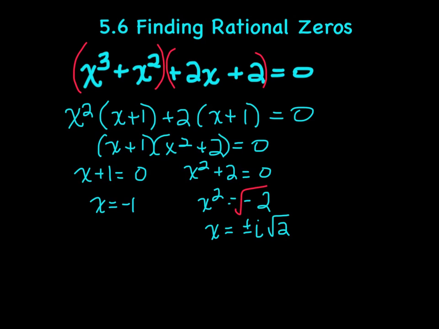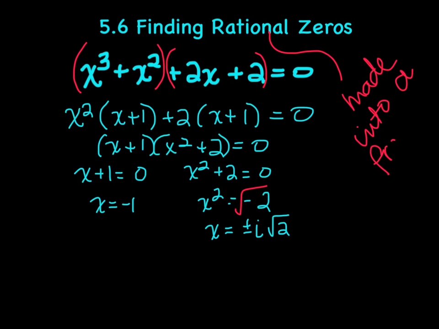So, rational, irrational, imaginary. Rational means, don't forget, can be made into a fraction. So this would be a rational zero, or a solution, or a root, whatever you want to call it. This would not be. So this particular polynomial has one rational root and two imaginary roots.